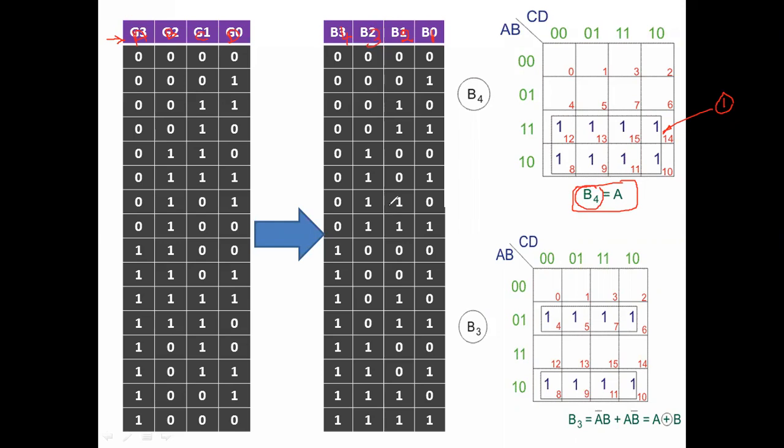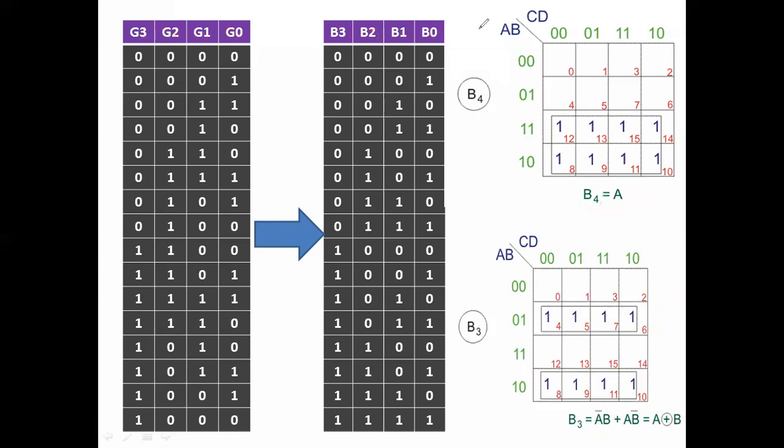Similarly, for getting B3, you take this column, and draw the Karnaugh map, fill the values in the corresponding positions, and make the grouping. Here, there are 4 ones that can be grouped. The first one is A bar B, and the second one is A B bar. This is the equivalent of A XOR B. We can rephrase this as A XOR B.